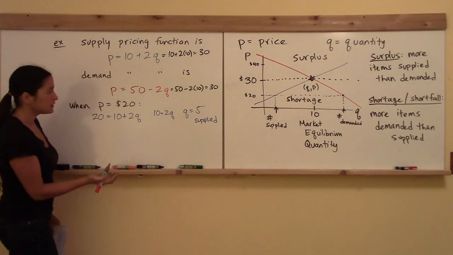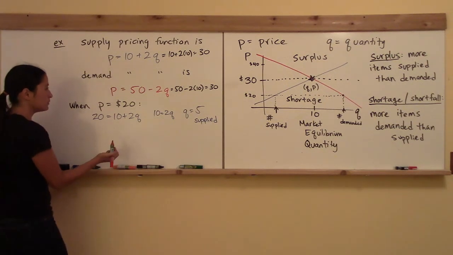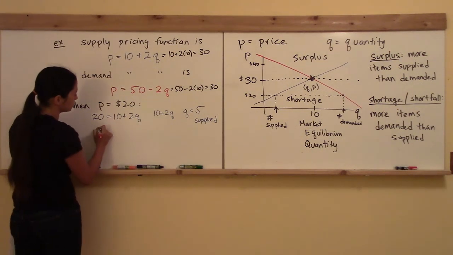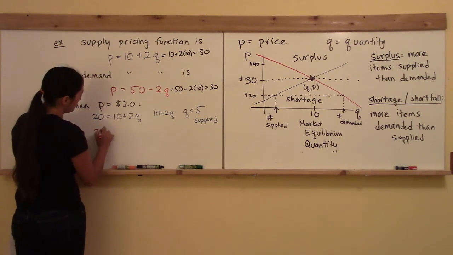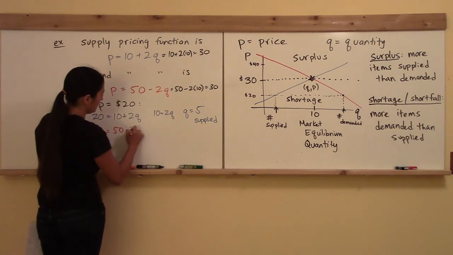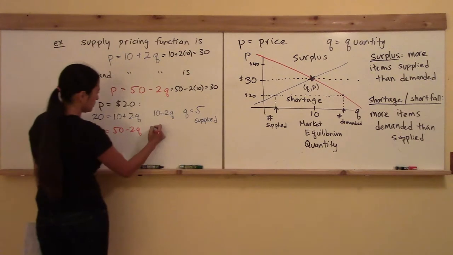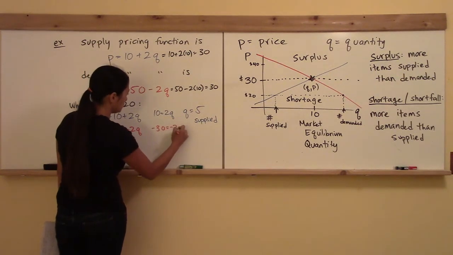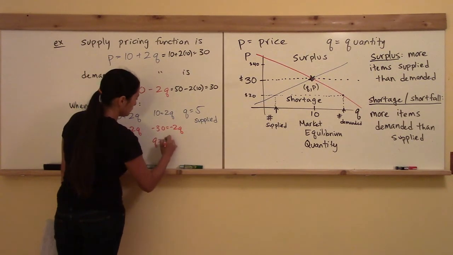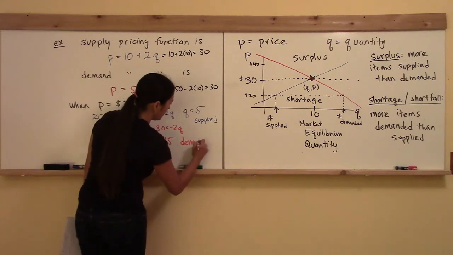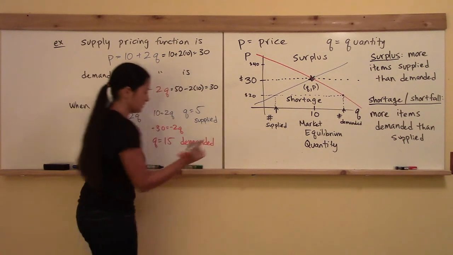Then how many are demanded? I need to compare those two numbers to determine whether I have a shortage or a surplus. $20 is equal to 50 minus 2Q. So then minus 30 is equal to minus 2Q. Then Q is equal to 15, and that, in red, is the number demanded.